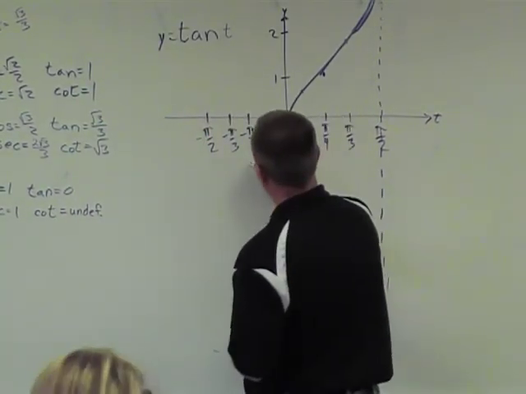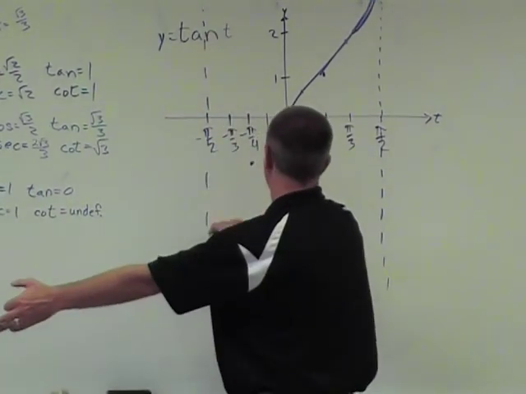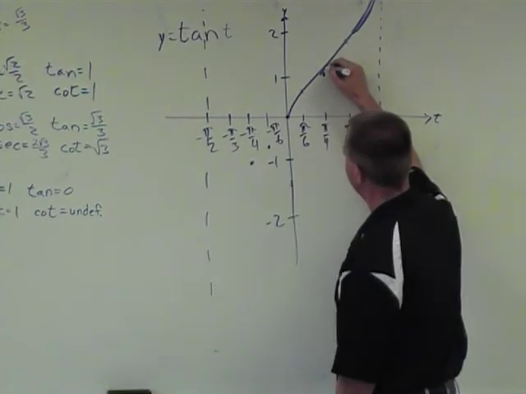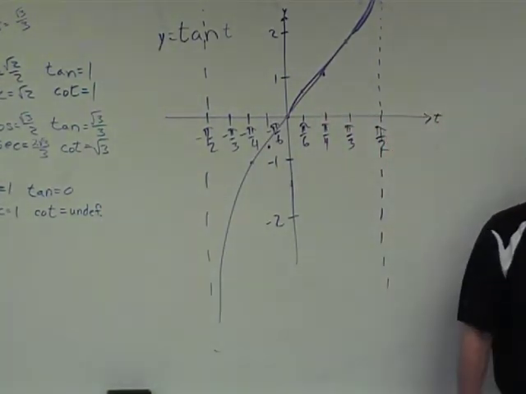Okay, just a guess. My guess is negative pi over 2. It says undefined over there. Is that right? And that is what the tangent function looks like.